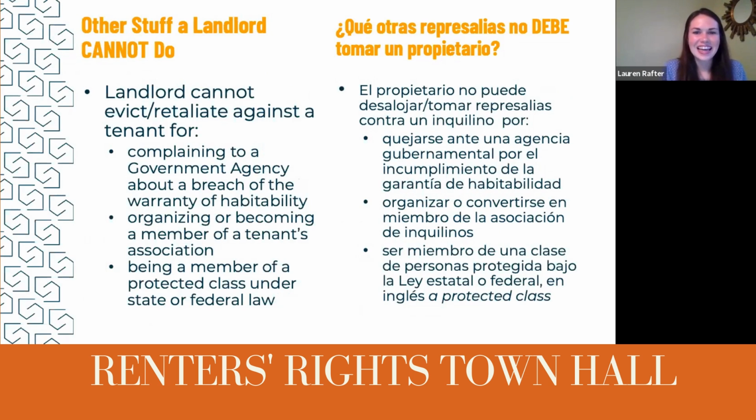Additionally, a landlord cannot evict or retaliate against a tenant for bringing up a habitability issue. So if you have bugs or mice or your heat isn't working or your water isn't running, they can't evict or retaliate against you. They also can't evict or retaliate against you for organizing with other tenants in your same complex in order to advocate for yourselves. And they can't evict or retaliate against you if you are a member of a protected class. That means they can't retaliate or evict you based upon your disability, race, creed, color, sex, sexual orientation, marital status, family status, religion, national origin, ancestry, or source of income.